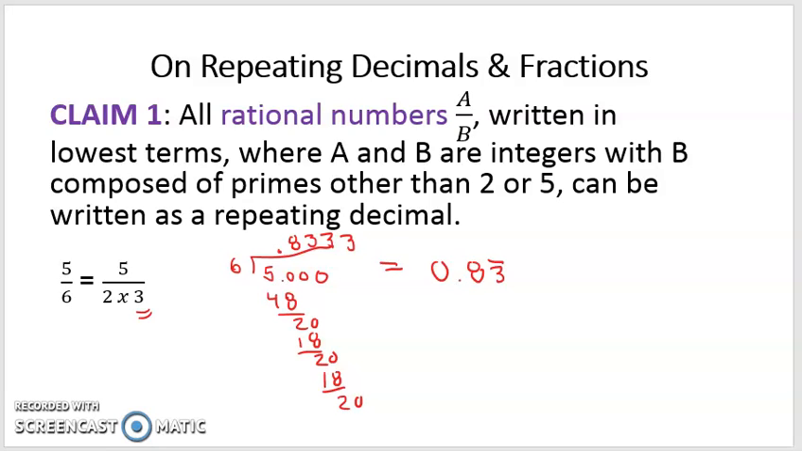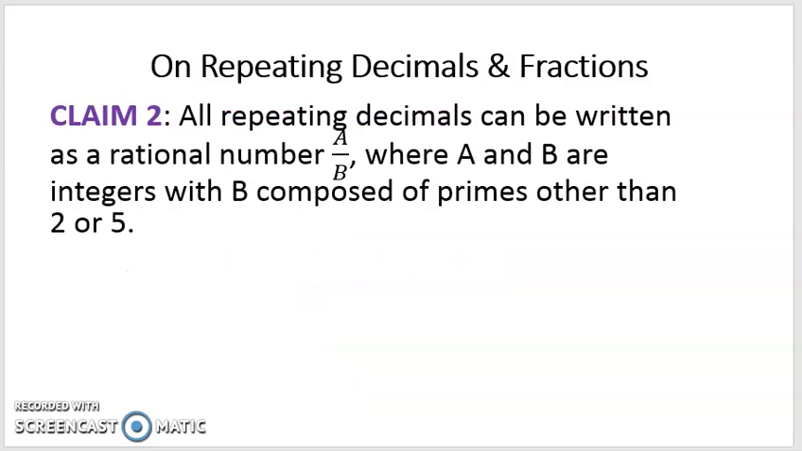All right, so claim number 2 goes the other direction. If you have a repeating decimal, then it can be written as a fraction. So again, claim 1 said, if you have a fraction that has a denominator other than 2's or 5's, it's a repeating decimal. Claim 2 says the opposite: if you have a repeating decimal, you can write it as a rational number, as a fraction, where the denominator is something other than 2's or 5's. The last 3 slides of this presentation are going to show you how to do that. How do you take a repeating decimal and convert it to a rational number, convert it to a fraction?